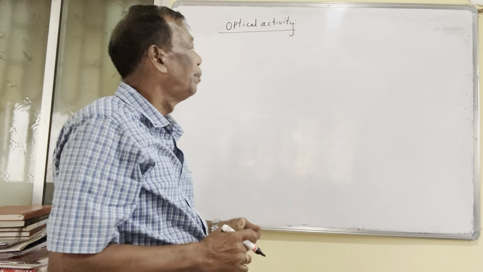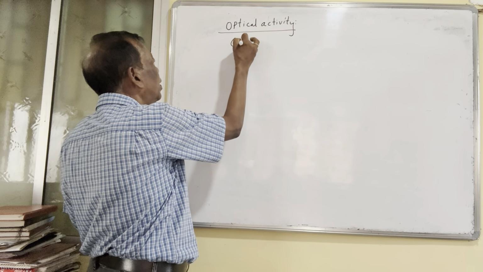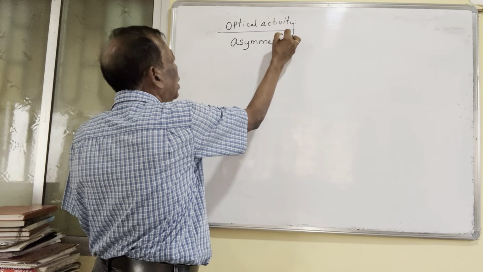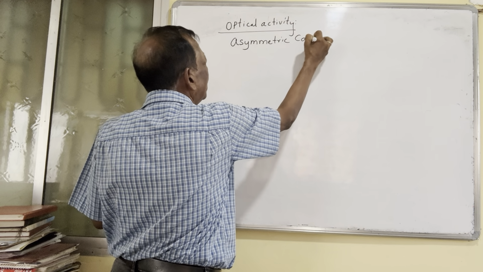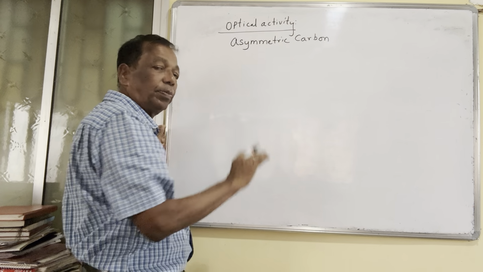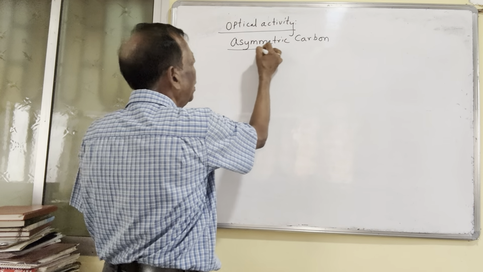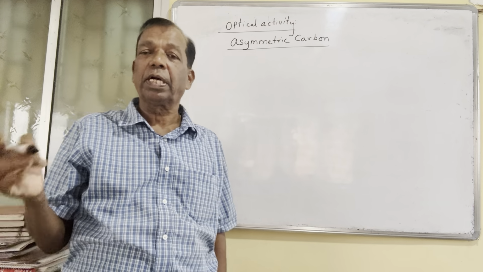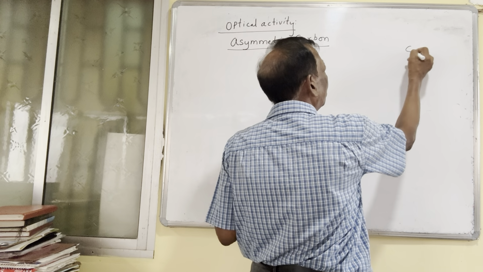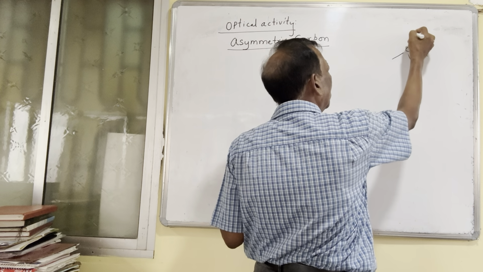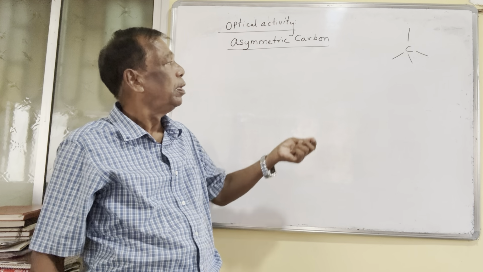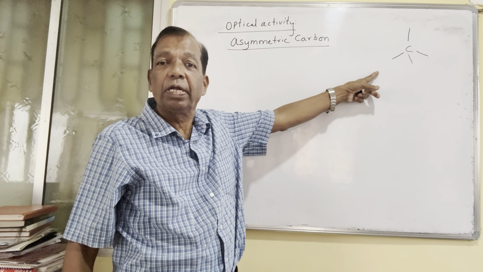One is called asymmetric carbon. You can say asymmetric carbon or asymmetric carbon. Please understand that. Now, what is that asymmetric carbon? A carbon, you know that every carbon has 4 bonds. Every carbon. So, 4 bonds are like this, directed to the 4 corners of a tetrahedron. So, this carbon has 4 bonds.